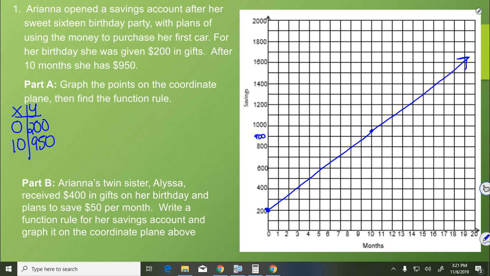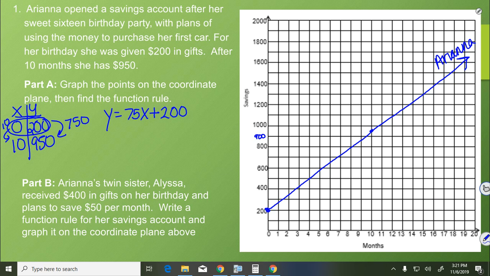Okay, we need to find the function rule. We could label this with Ariana instead of an equation and then come up with the function rule. So 200 to 950 is going up 750 and 0 to 10 is going up 10. So this is going to be y equals 750 over 10, which is 75 for the slope, x plus 200 because that is the y-intercept. Okay, so it should be going up 75 each time. Okay, so that looks about right.